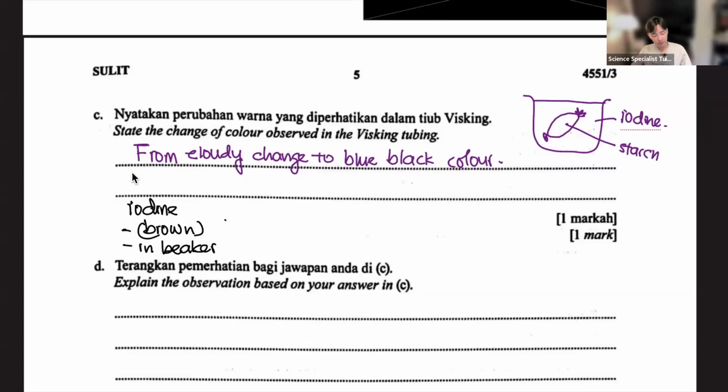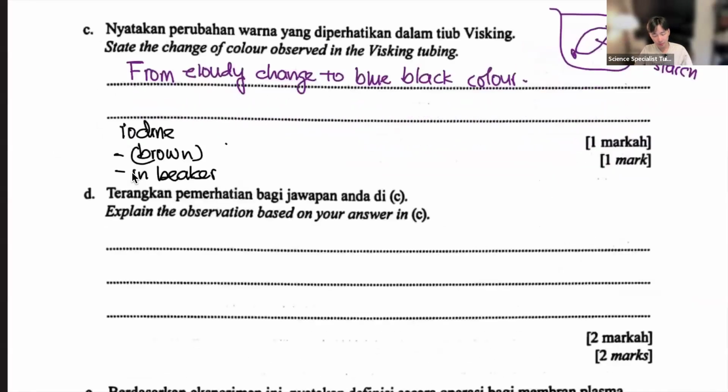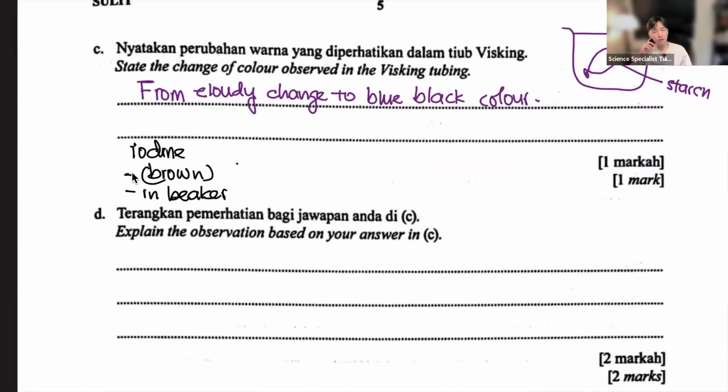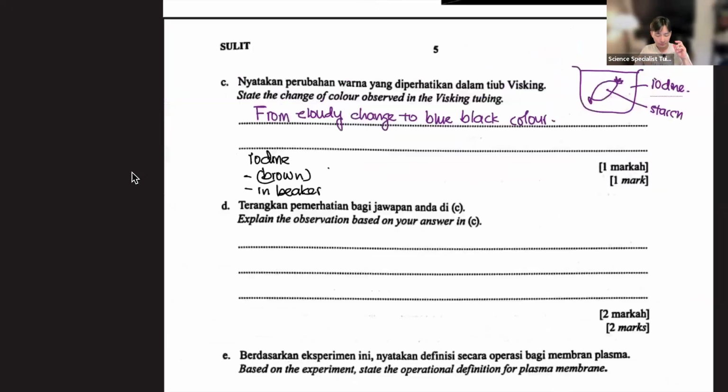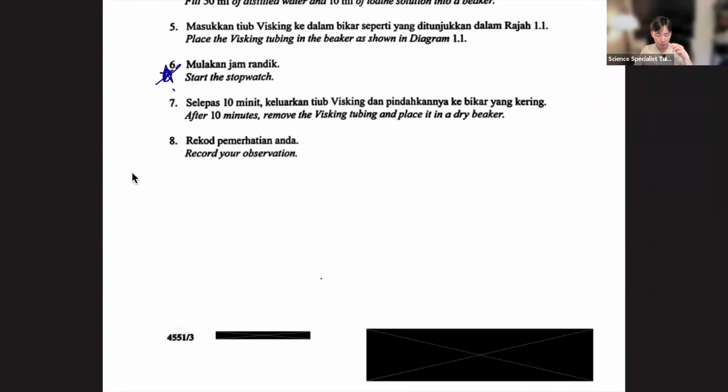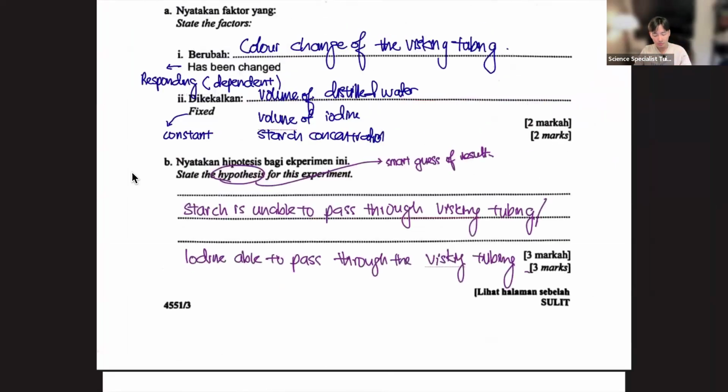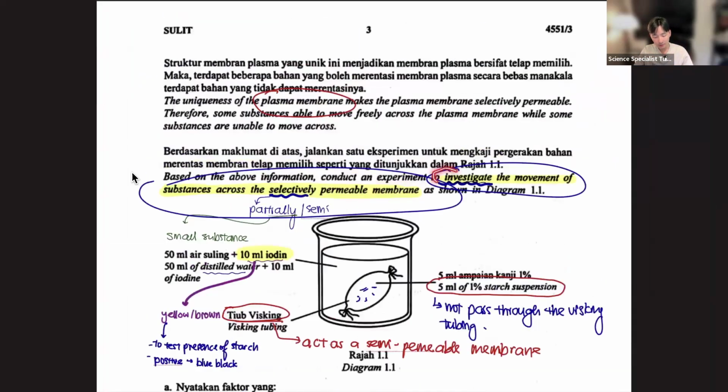Okay, so explain the observations based on your answer C1. So what is your answer for C1? Explain the observations. If you don't know what to explain, look back at the title. The title says, investigate the movement of the substances across whisking tubing. So whatever you write has to refer back to the movement of substances across.